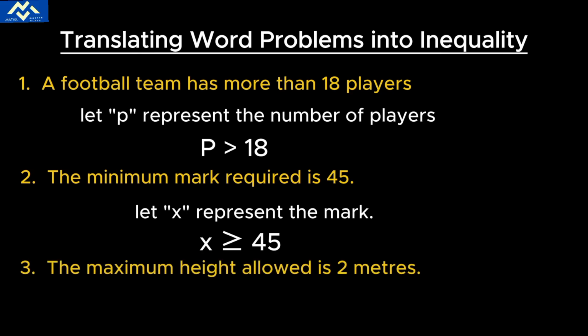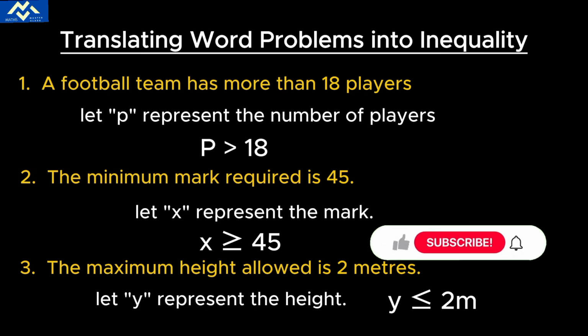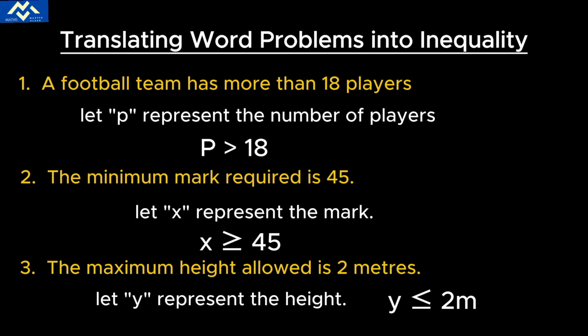Lastly, question 3. The maximum height allowed is 2 meters. Pause the video and try it yourself. If the height is represented by Y, then the answer is Y is less than or equal to 2 meters. Now you've learned what these common expressions mean and the inequality symbols they represent. This lesson is very important because in our subsequent lessons, where we'll be solving examination-style inequality word problems, you already know which mathematical symbol each expression represents.